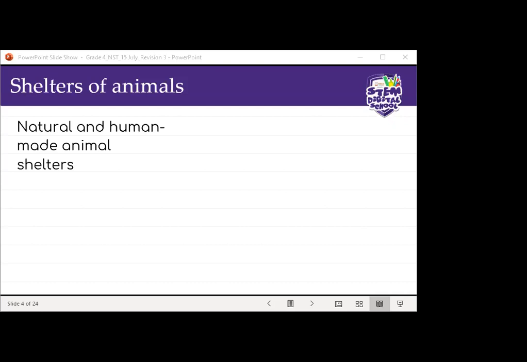A natural shelter is, for one example, a place where the wild animals live, as in the forest, or sea animals. Their habitat is in the sea. Okay. And what type of shelter do they have in the sea?